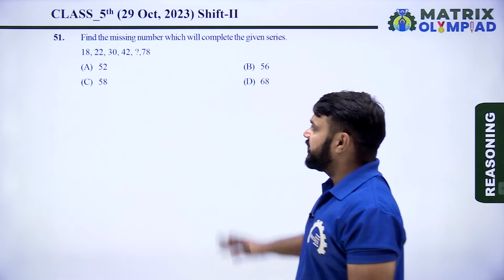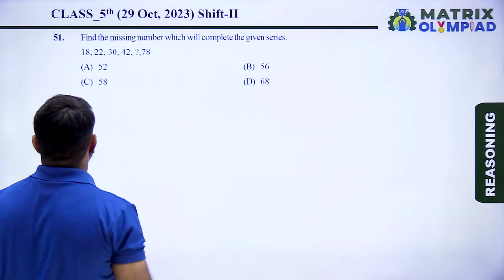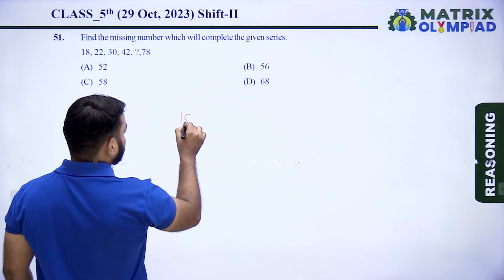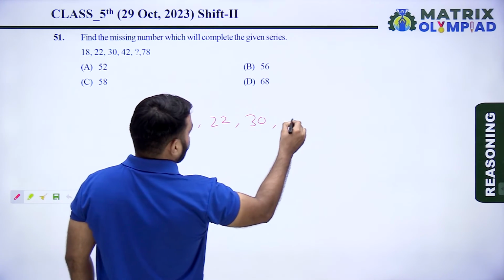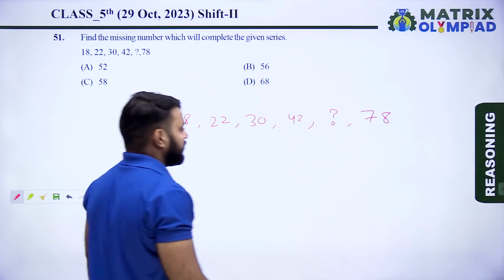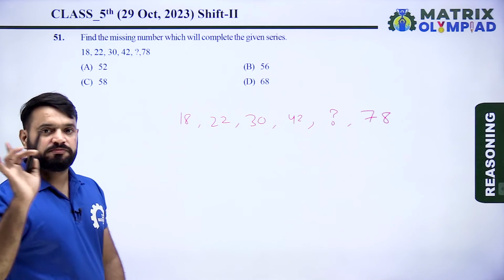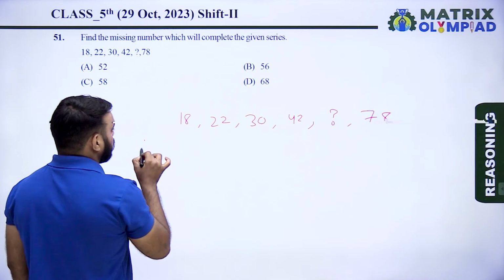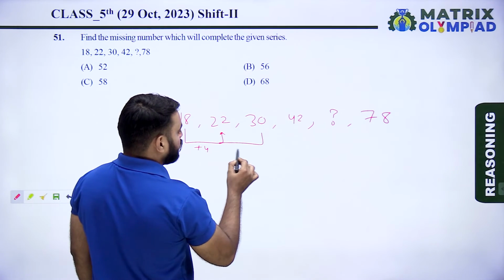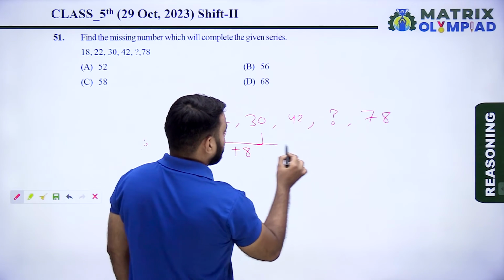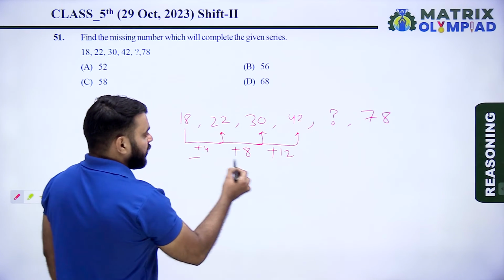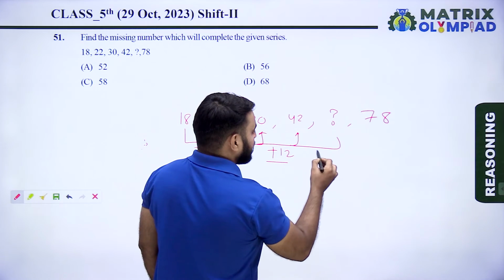So let's get started. Question number 51. Find the missing number which will complete the given series. The series is 18, 22, 30, 42, missing number, and the last term is 78. First find the pattern. 18 plus 4 is 22, 22 plus 8 is 30, 30 plus 12 is 42. Plus 4, plus 8, plus 12, now plus 16.